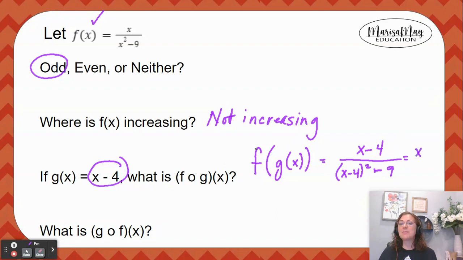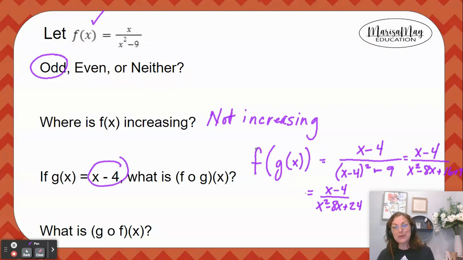And we're going to simplify. So I've got that x minus 4 on top. On the bottom, go ahead and multiply out that parentheses. And then we can combine the like terms so that we get x minus 4 over x squared minus 8x plus 25. And just like before, I'm not going to factor that or try to go any further if it's not going to simplify with the top. So this is my f of g of x.